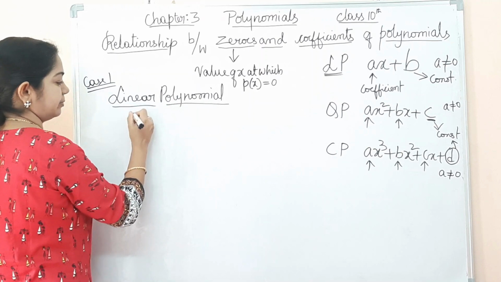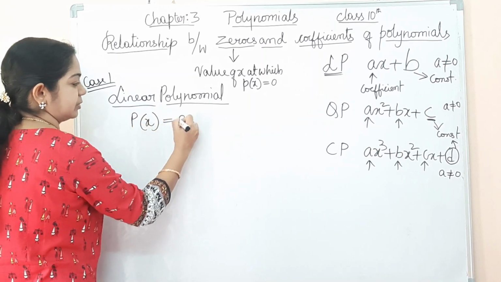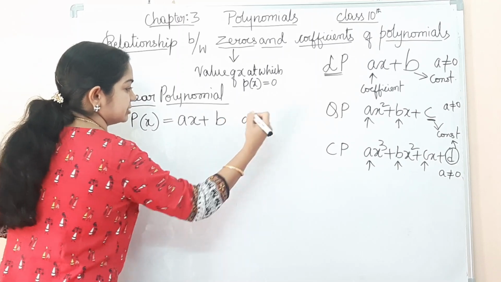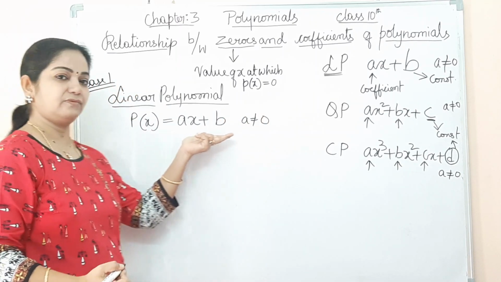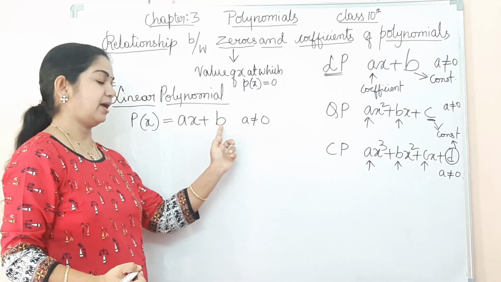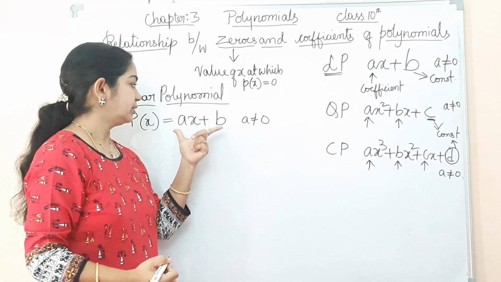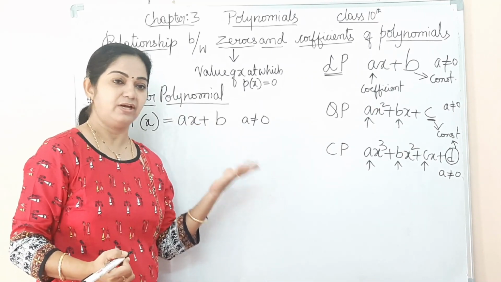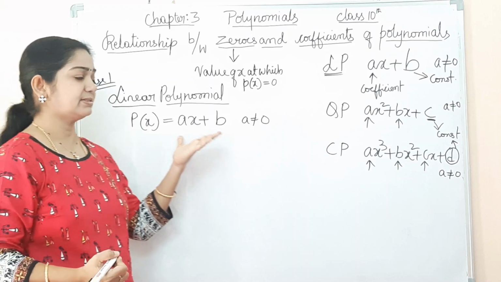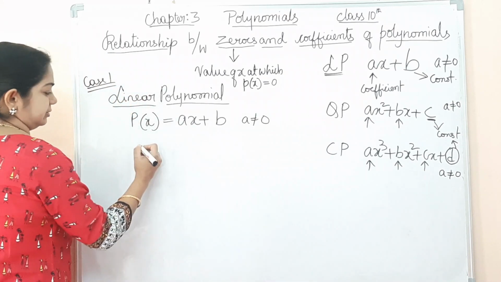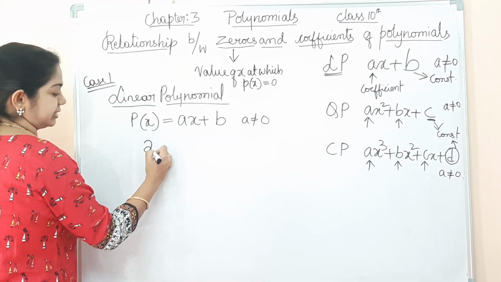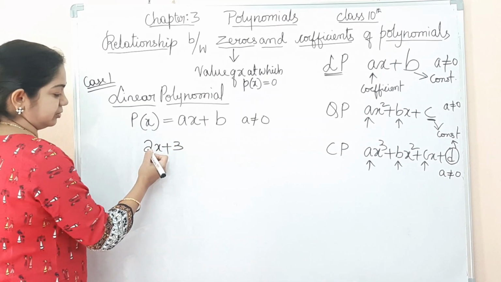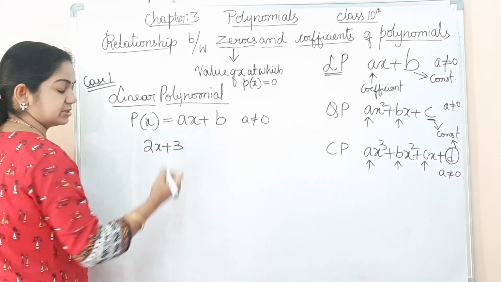What is the linear polynomial general form? P of x is equal to ax plus b, where a is not equal to 0. This is the general form. Here the coefficient is a and the constant is b. So to know the relationship, I'll take a simple example. Let me take 2x plus 3, right? This is a linear polynomial. Here the coefficient is 2 and the constant is 3.